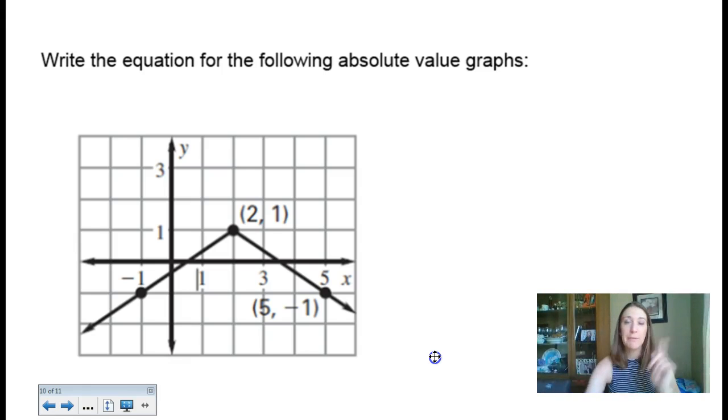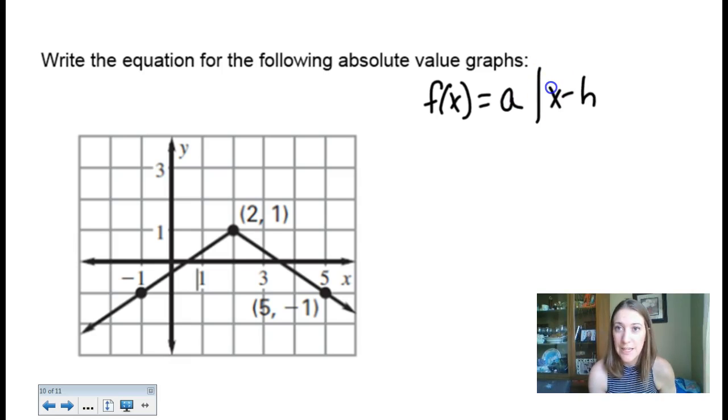But what if we flip that around and I give you a graph, and then you have to write the formula? Let's see if we can synthesize all this together. So remember, our equation, and you can write f of x or y at the beginning, I don't really care right now. Our general form is a, and then absolute value of x minus h, and then plus k. So we need to find a few clues.